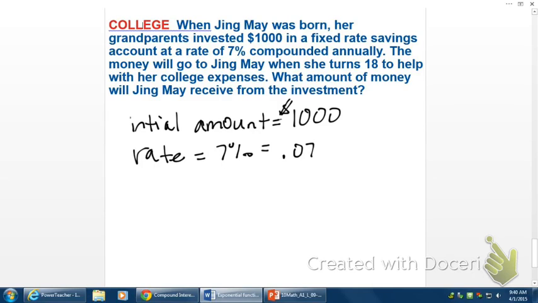So how many times per year is this thing going up? Compounded annually. Annual is just once a year. So we'll just go once a year. We'll just write that down, once a year. Okay?